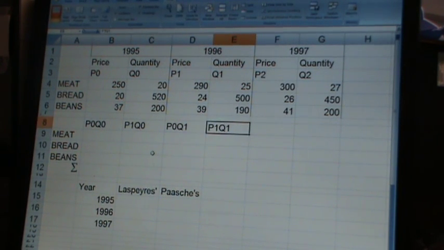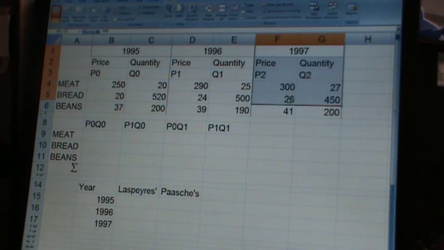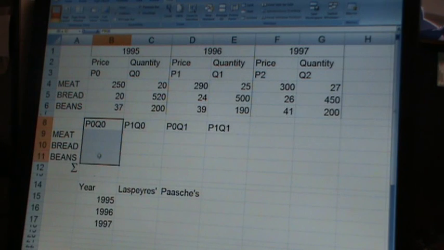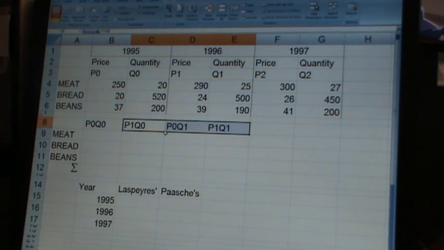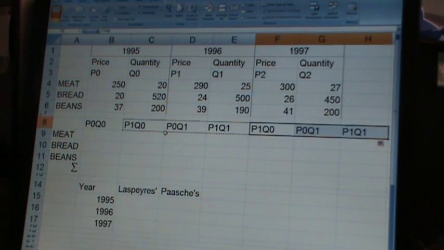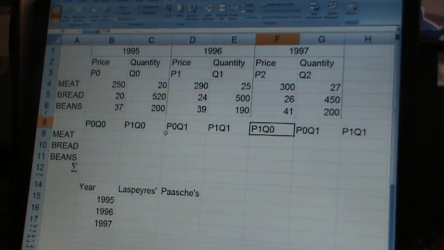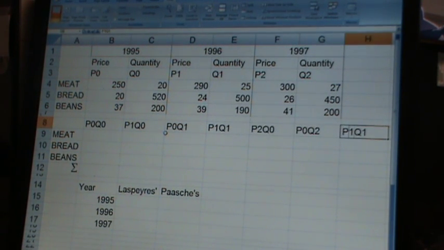Okay, now we also have data for 1997, P2 Q2. Because we do not need to calculate P0 Q0 more than once, now we only need to copy these remaining 3 columns and paste them here. Okay, now wherever you see a 1, you replace it by 2. Okay, 2 again, and for the final column instead of P1 Q1 you will have P2 Q2.